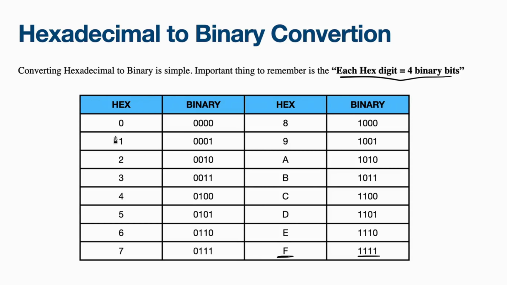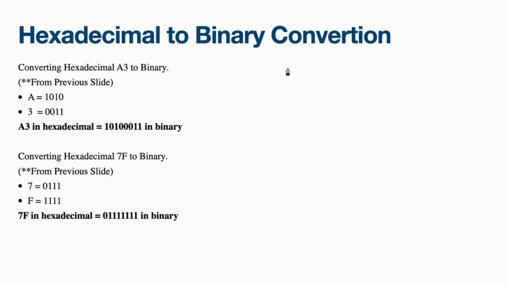And in this table, I have mentioned all the hex digits from 0 to F in terms of binary. Now, using the previous table, you can convert any hexadecimal number to a binary number. Let's take an example of A3. If you look at the previous table and see what A corresponds to, A is equal to 1010 in binary and 3 corresponds to 0011 in binary. And if you combine both, you can easily convert A3 in hexadecimal to 1010 0011 in binary.